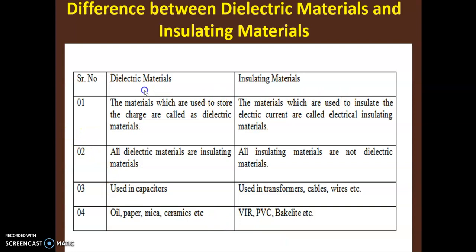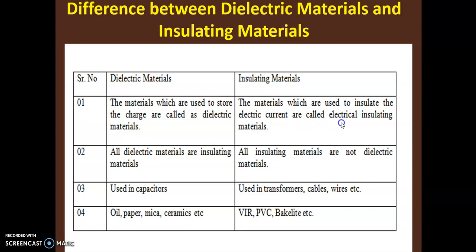We have seen the difference between dielectric materials and insulating materials. I told you about insulating materials, conducting materials, semiconducting materials. So insulating materials are those materials which will not allow the flow of current. It doesn't mean that current will not flow through that material. Current will always be flowing, but that will be very small, microampere. So that is called leakage current. But the property of an insulating material is to oppose the flow of current.